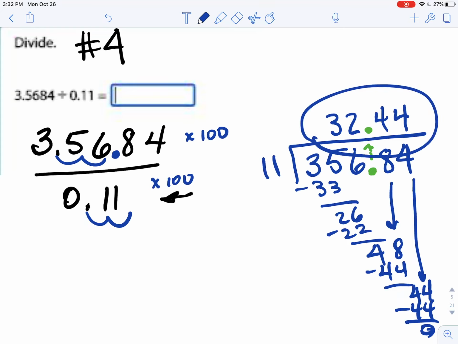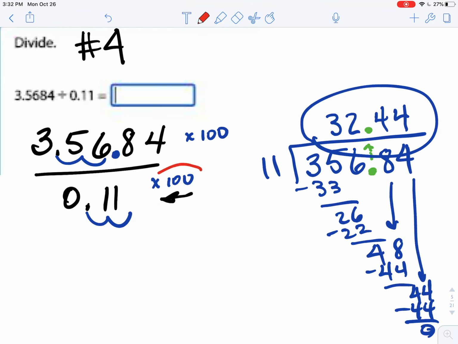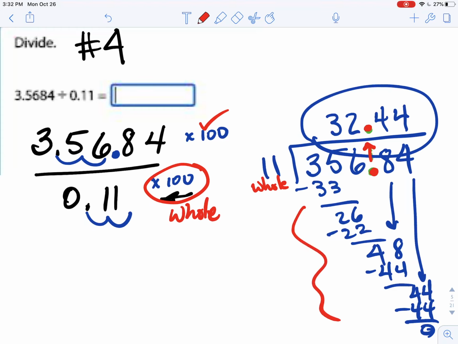So let's review. What needed to happen in this problem? I needed to multiply by 100 to make this whole. What I do in the denominator, I do in the numerator. Same. I set up my new problem with a whole number out here and the decimal value in the dividend where it shows up. I bring it up and then I just divide away. There is no decimal point in my work.